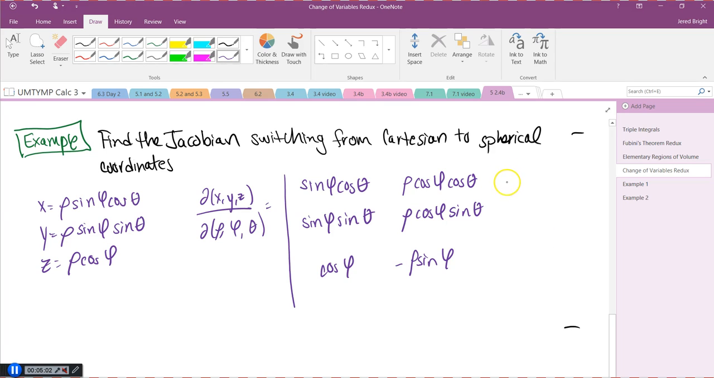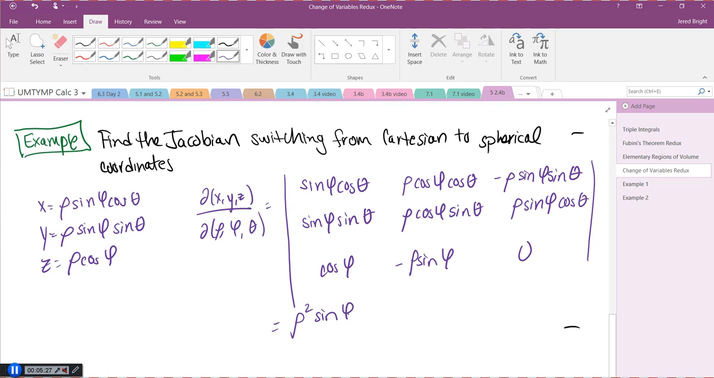And then with respect to theta, we get negative rho sine phi sine theta, and then we get rho sine phi cosine theta, and then 0. Whew, that was fun. And when you get all this done, you end up with rho squared sine phi.